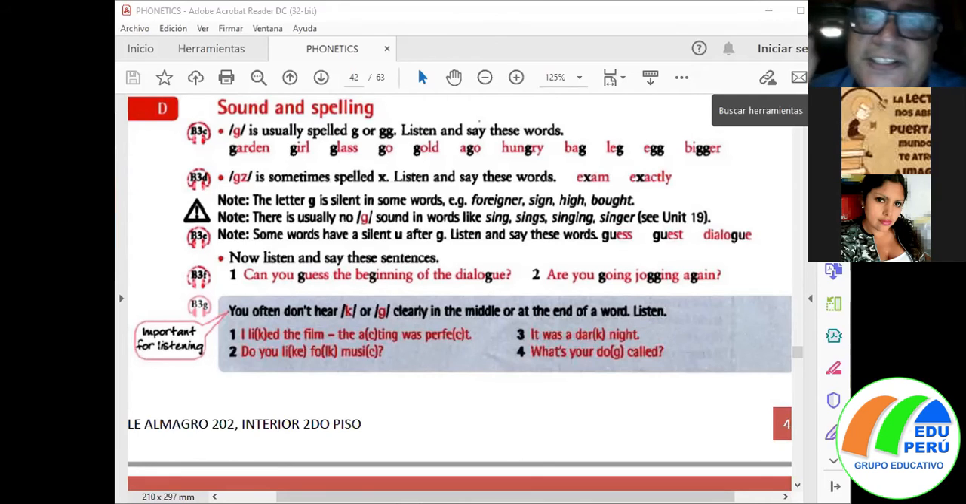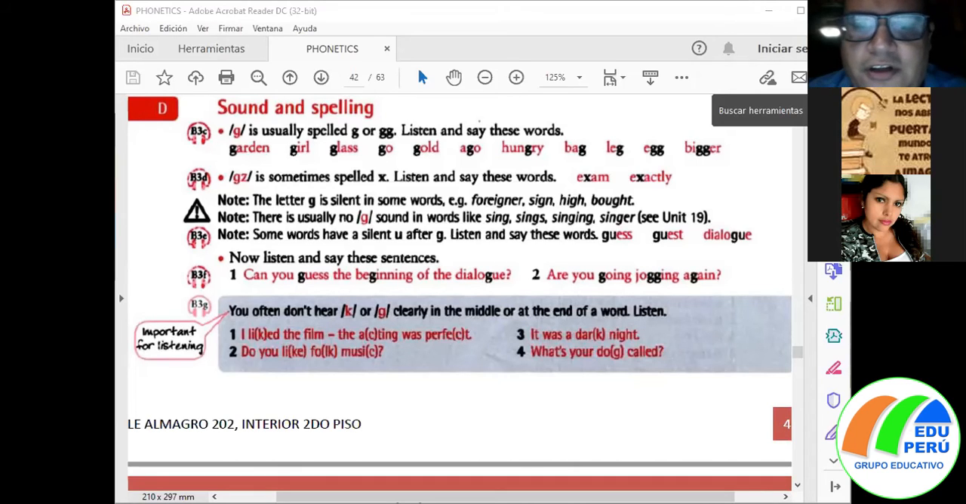Number 3. First slowly. It was a dark night. Dark night. This is a slow way. If you say this, it's good. It's perfect. I'm not saying that you are wrong. If you say, it was a dark night, it's okay. It's great. But if you want to sound more like a native speaker, what do you need to do? Make sounds disappear. It was a dark night. Notice the k is very soft or disappears.